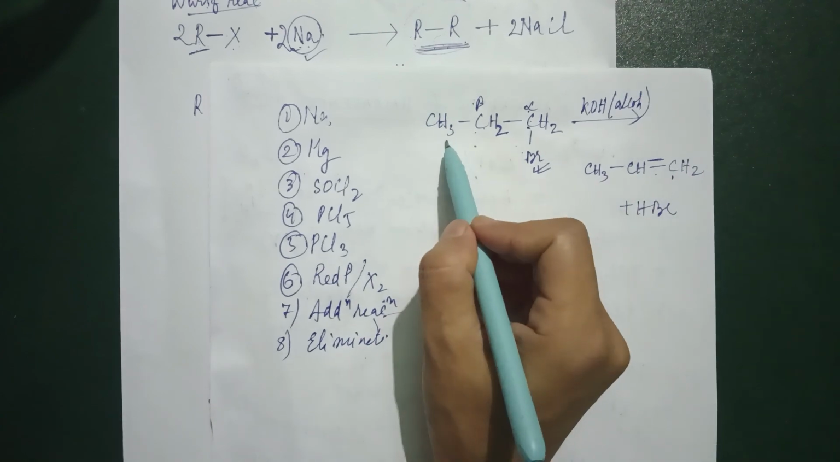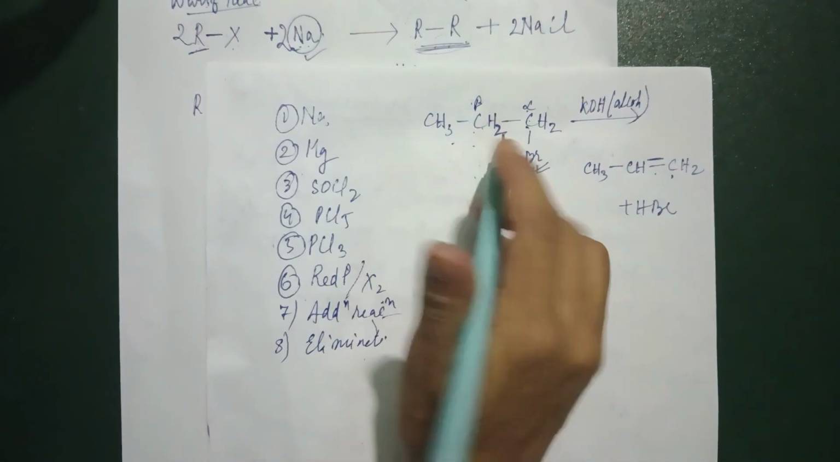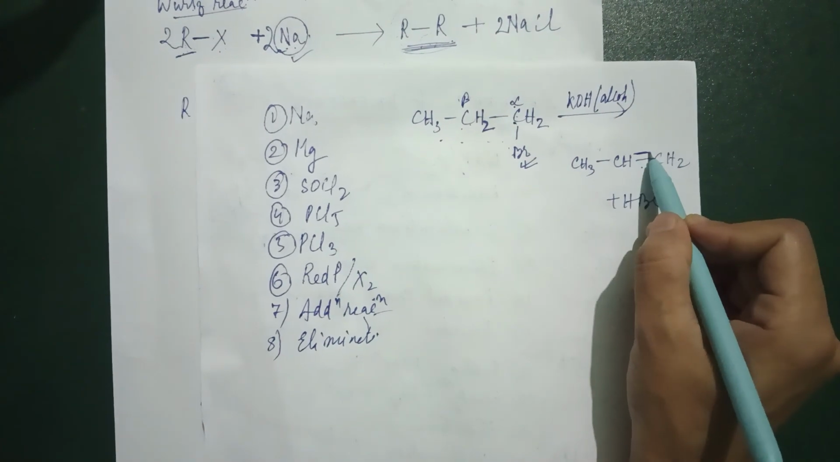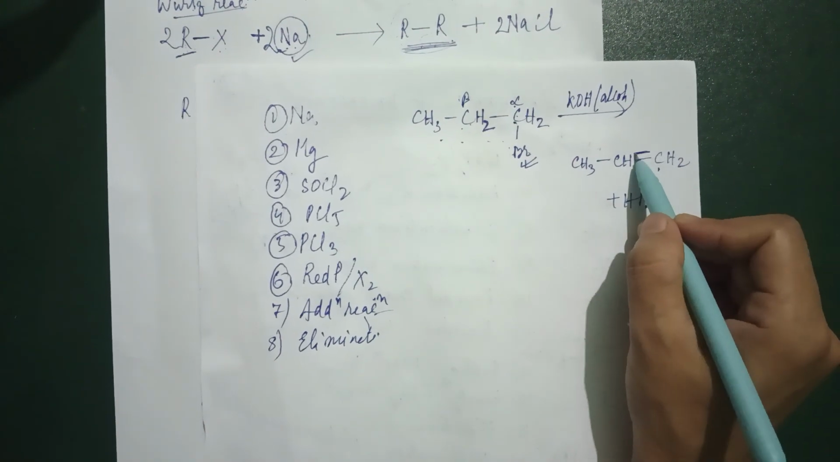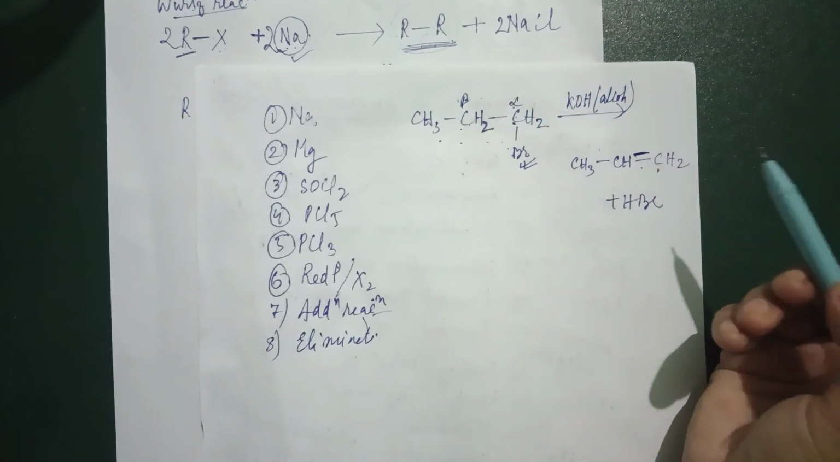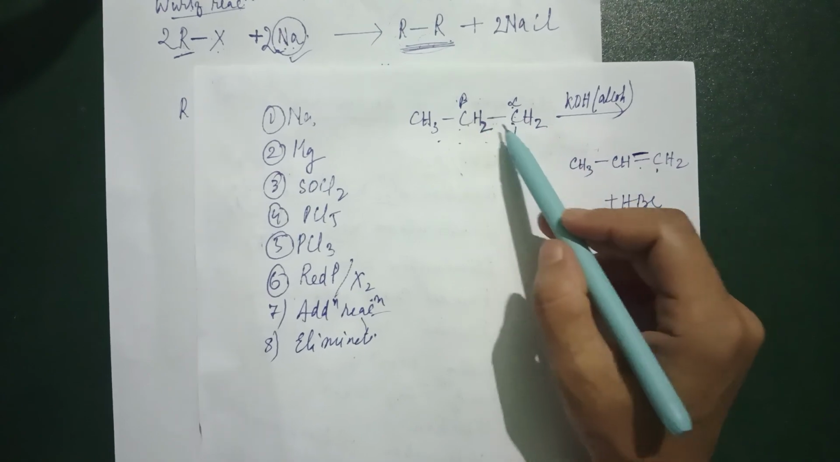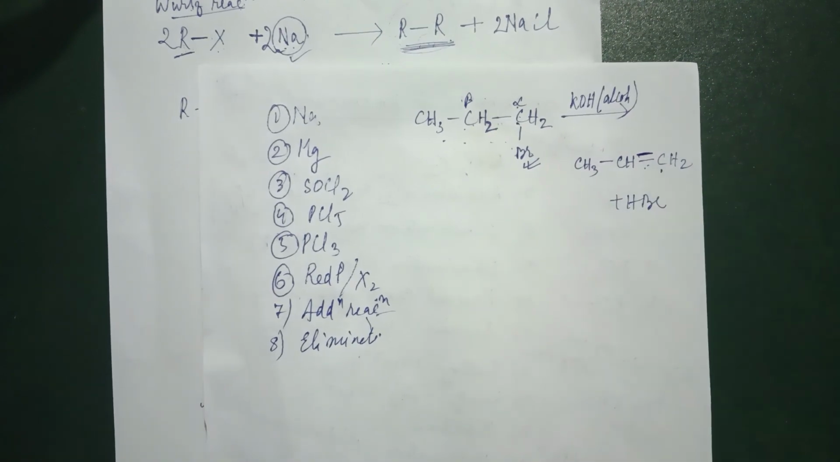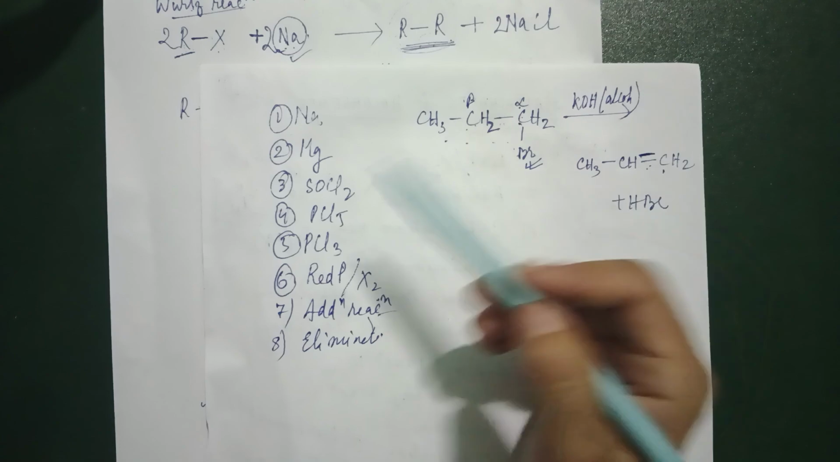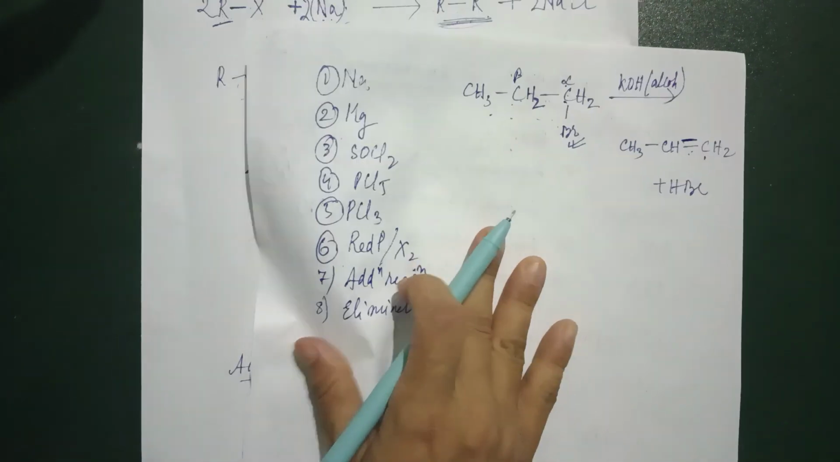So in an elimination reaction there will always be removal of groups. By removing the groups, one extra bond will be formed here. So you see, in addition, a double bond gets turned into a single bond. In elimination, a single bond gets turned into a double bond. So they are just opposite, just the reverse of each other. So we know elimination reactions.